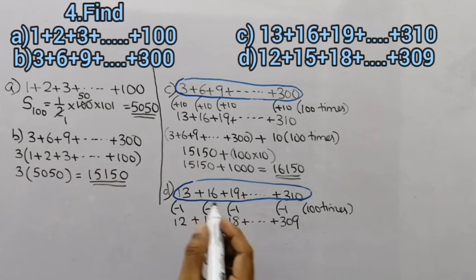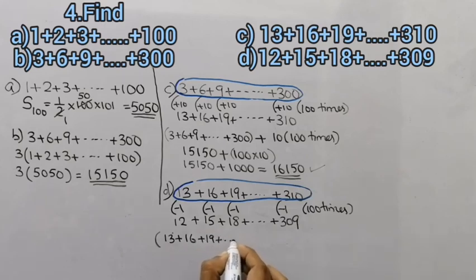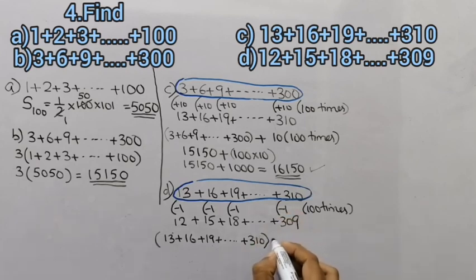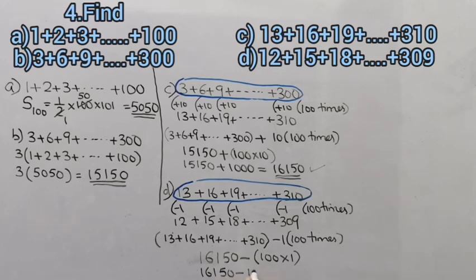Okay, so first with this sequence, what is the value of 13 plus 16 plus 19 etc. up to 310? We know it is 16150. Now we are subtracting 1 all the time. How many times? 100 times. See the difference? We are subtracting 1, 100 times. So 16150 minus 100, which is equal to 16050. Okay, so this is the sum of 12, 15, 18 up to 309.